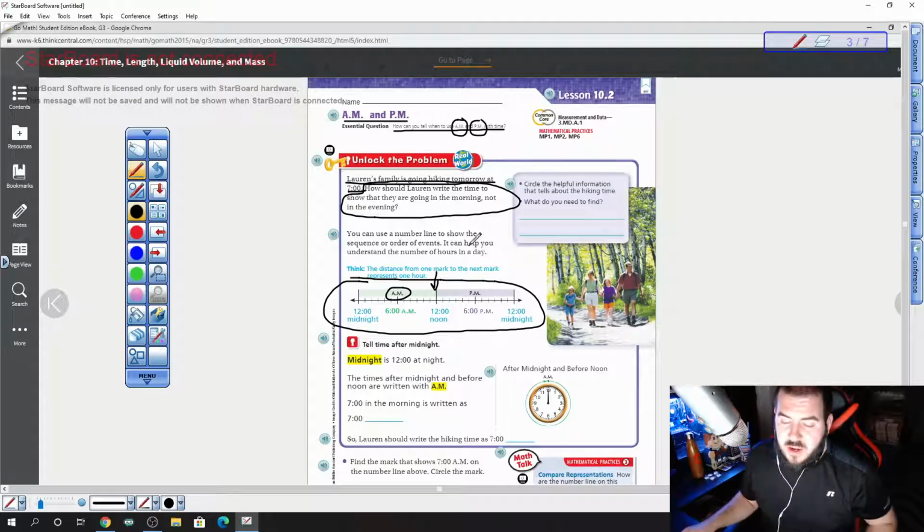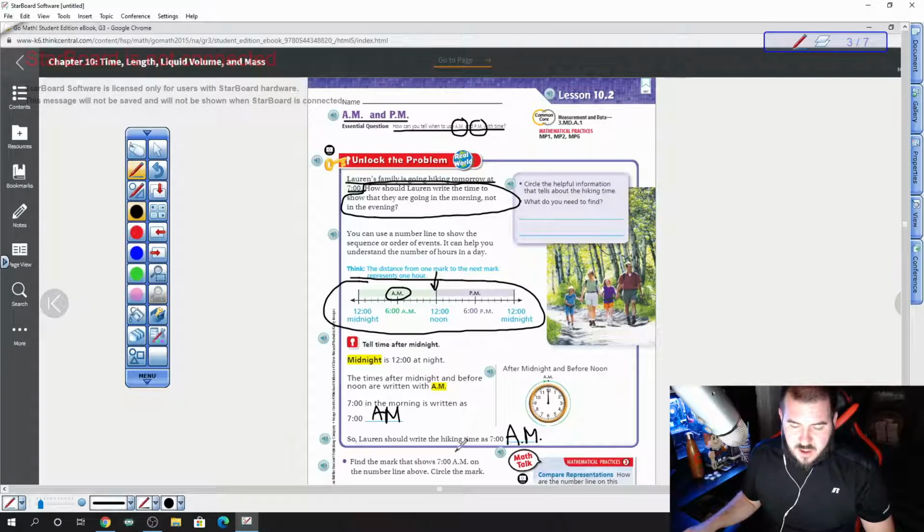Well, in the morning, we want to choose AM. Okay, AM is things that are happening in the morning, after midnight, before noon. Tell time after midnight. Midnight is 12 o'clock at night. The time after midnight and before noon are written with AM. So 7 in the morning is written as 7 a.m. Okay. After midnight and before noon. So Lauren should write the hiking time as 7 a.m.